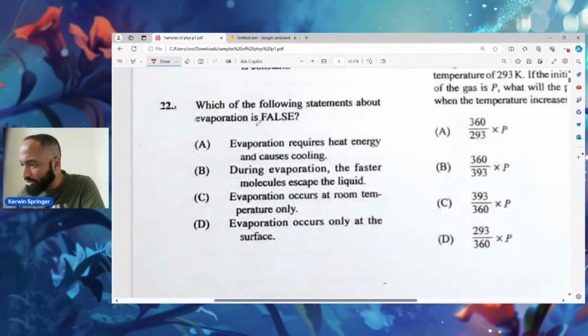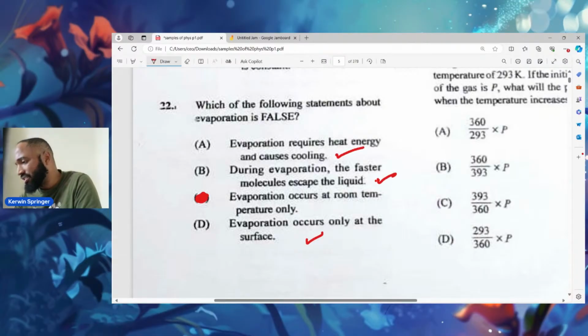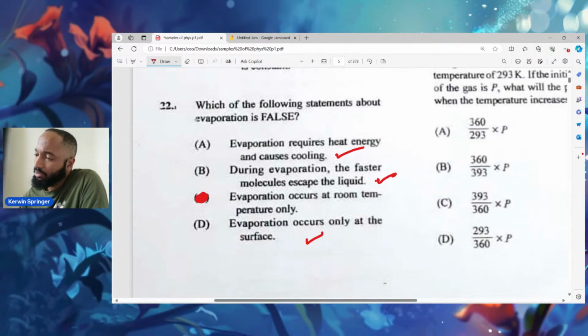Which of the following statements about evaporation is false? Evaporation requires heat energy and causes cooling. During evaporation, the faster molecules escape the liquid. Evaporation occurs at room temperature only. This is false. Evaporation occurs at every temperature. Evaporation occurs only at the surface. All right, so all of these go up. This one is a little suspicious, really the liquid, the ones at the top. However, C is absolutely wrong though.